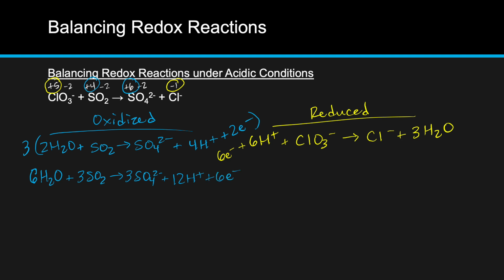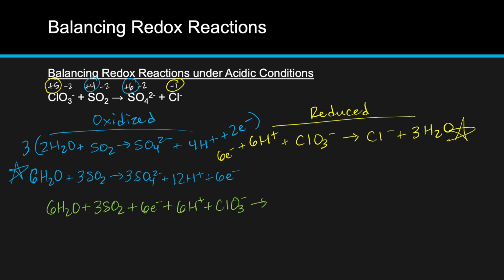So now that we have that, we are going to combine our oxidation half reaction and our reduction half reaction into one big happy reaction. So first, let's start off with our reactants. So reactants from the oxidation equation is 6 waters and 3 SO2 molecules. And then from our reduction equation, we have our 6 electrons, our 6 hydrogens, and our ClO3 minus.